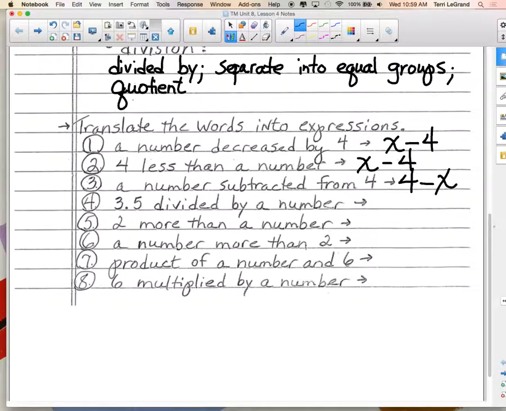Okay, number 4. 3.5, 3 5/10 divided by a number. How could we write that? I'm going to say that there are 2 different ways. Katie, what's one way? 3.5 divided by x. Is that what you mean, like that? Did I write it the way you want? Yeah. Okay.